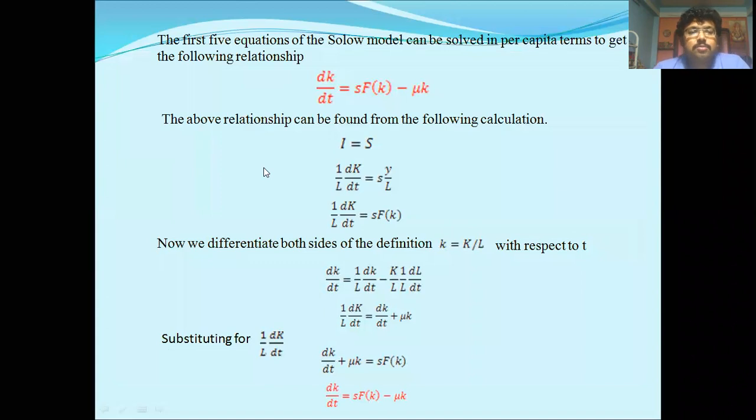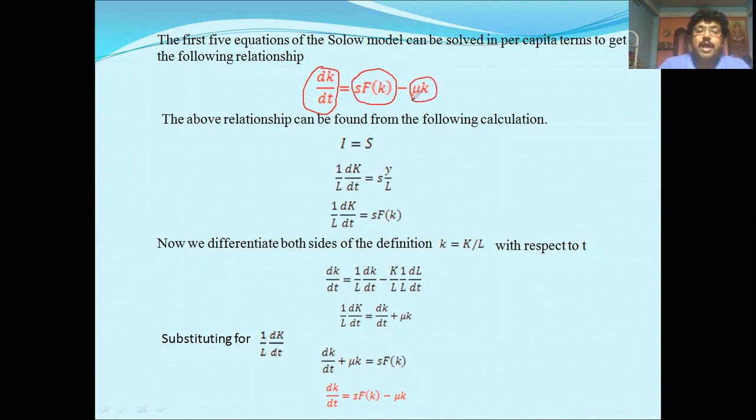So now the first 5 equations of the Solow model can be solved in per capita terms to get the following relationship. Here is another relationship that is very much important in the Solow model. So what is the relationship? The relationship is the rate of change in capital per head. The rate of change in the capital per head is equal to the difference between the savings per head and the capital accumulation per head.